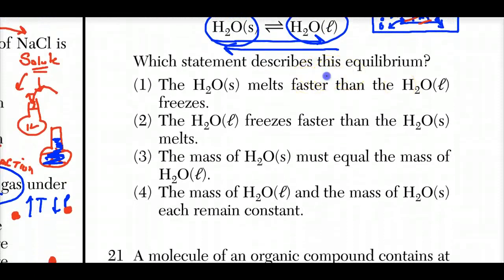H2O melts faster. No, it cannot. They have to melt and freeze at the same rate. Freeze faster. No. The mass of water must equal the mass of liquid. Well, that is never going to happen, or it's hard to happen.